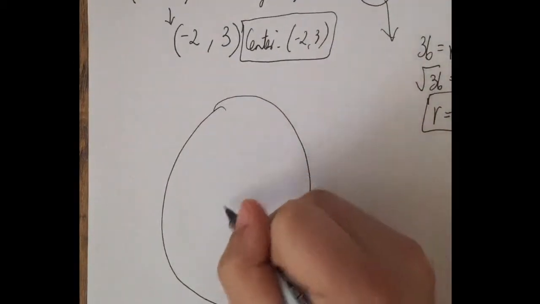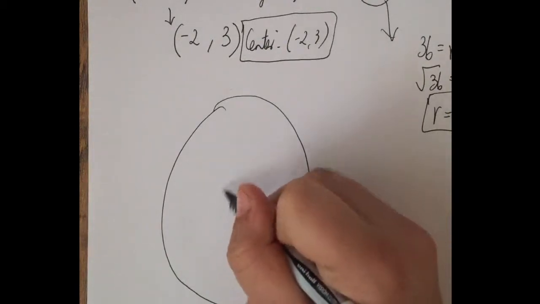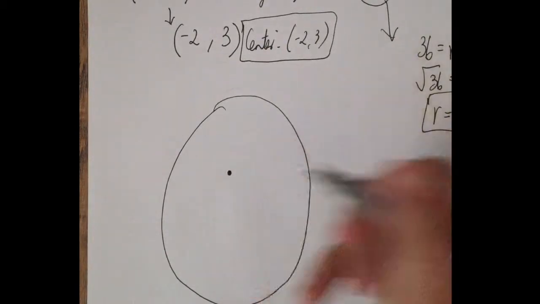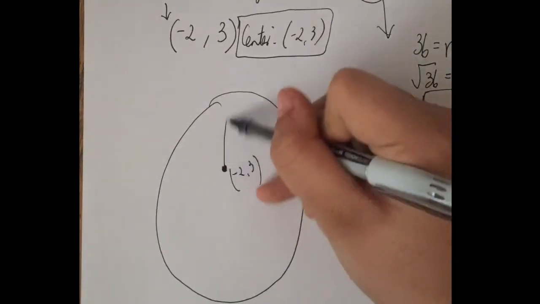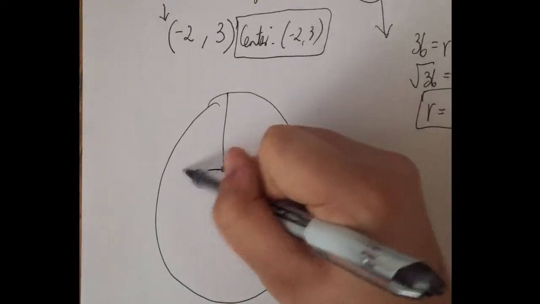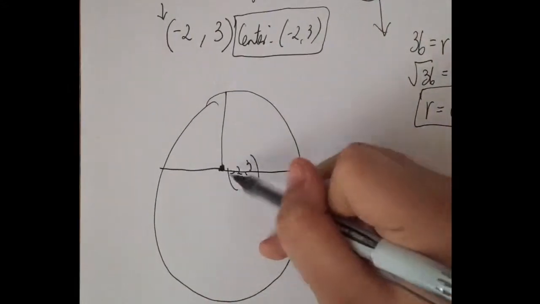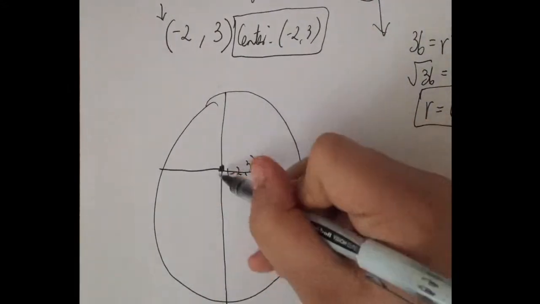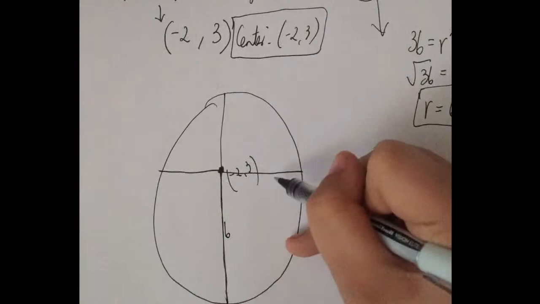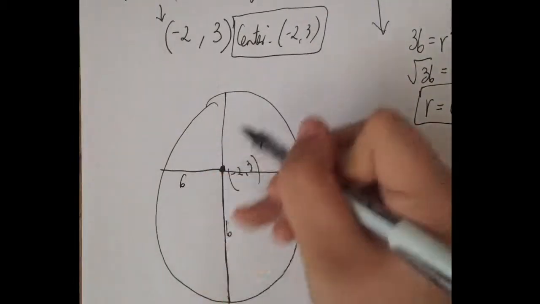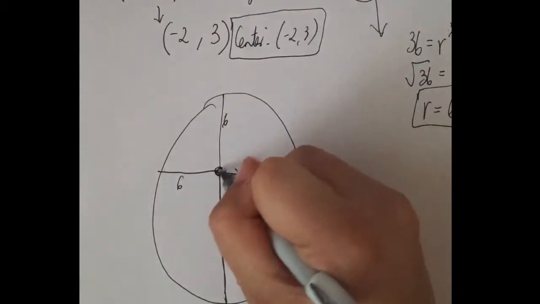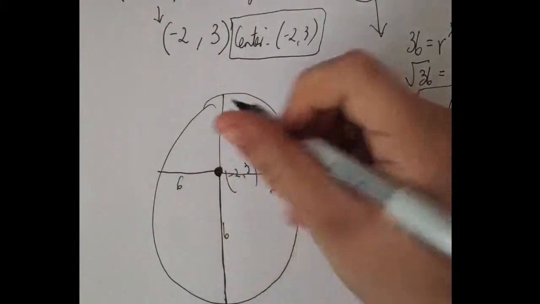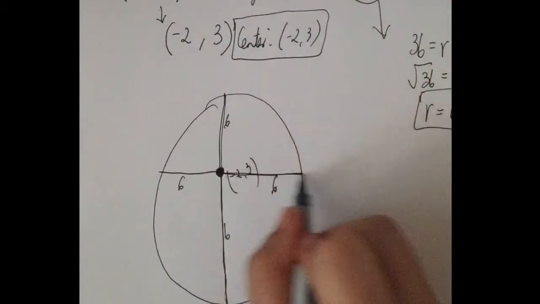So you graph your center at (-2, 3), and since you know your radius, you know the distance from here to here, here to here, here to here, and here to here. So this is 6. This is 6. This is 6. This is 6, as your radius is the distance from this point to your endpoints.